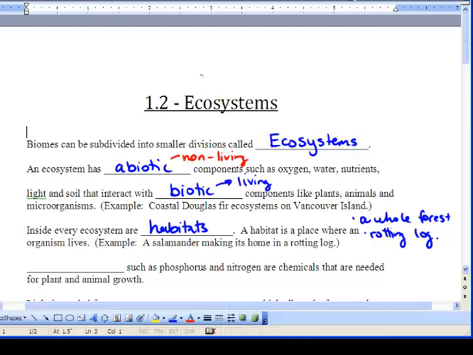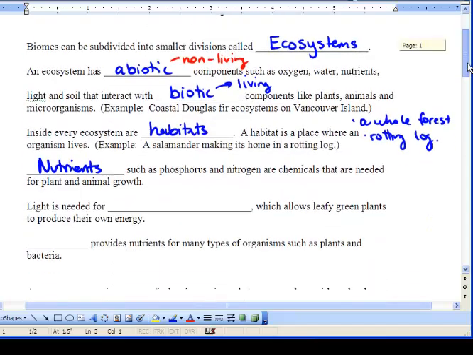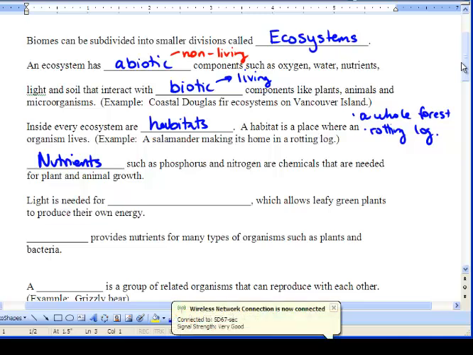Now, within a habitat, there has to be nutrients. So these nutrients are phosphorus and nitrogen, and they're chemicals that are needed for plant and animal growth. Now, without these nutrients, we wouldn't get enough plants. And without plants, we wouldn't have any animals. There'd be nowhere to live, there'd be no food to eat, and therefore there would be no other animals to eat the other animals.